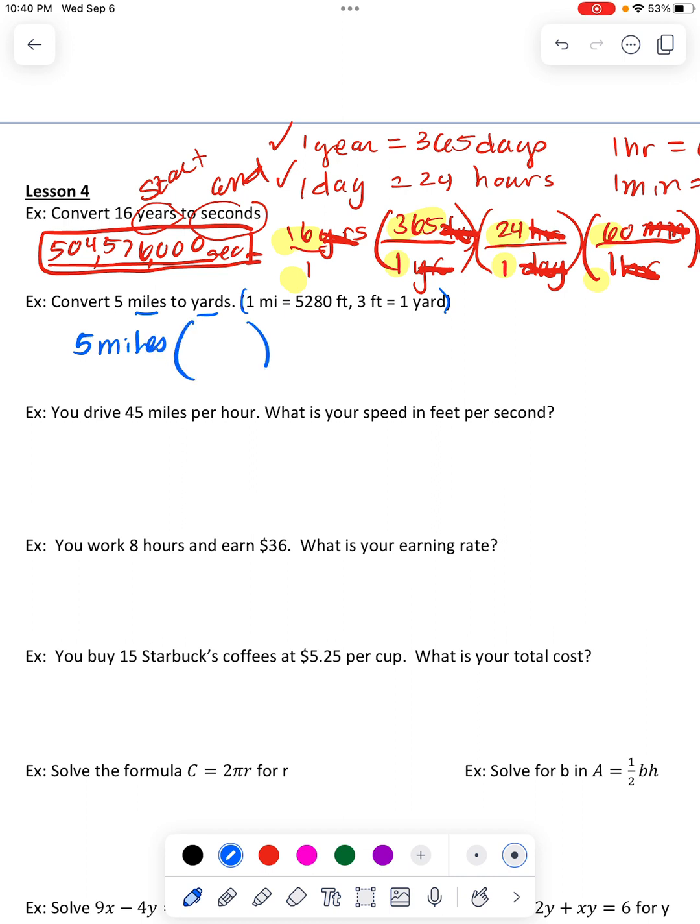And I start a conversion with, since this has miles, I'm going to need miles on the bottom. Well, the conversion I have for that is right here. 1 mile is 5,280 feet.